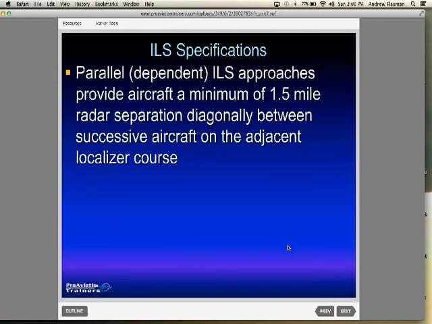All right, parallel dependent ILS approaches provide aircraft a minimum of 1.5-mile radar separation diagonally between successive aircraft on the adjacent localizer course. It's also like a PAR approach, precision approach radar. I don't know if you ever heard of those. They have them at San Fran, but now because of the Asiana crash, they're not allowed to do those procedures if any Asian pilots are in the pattern.